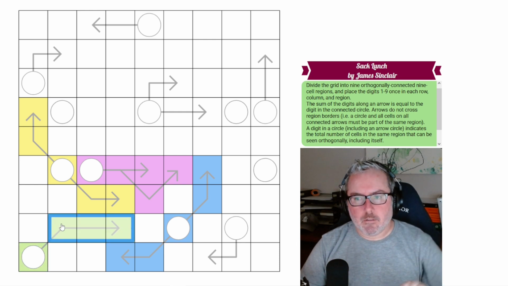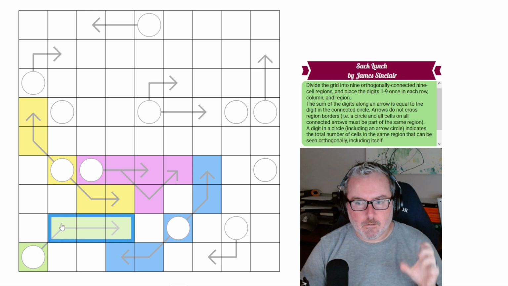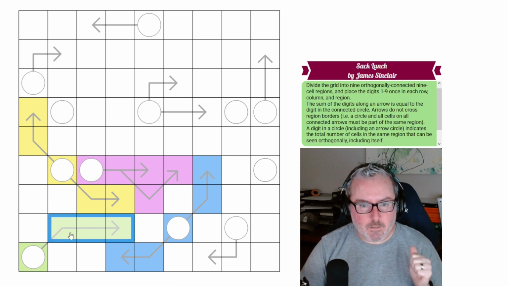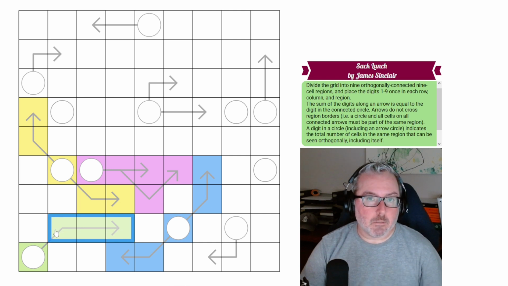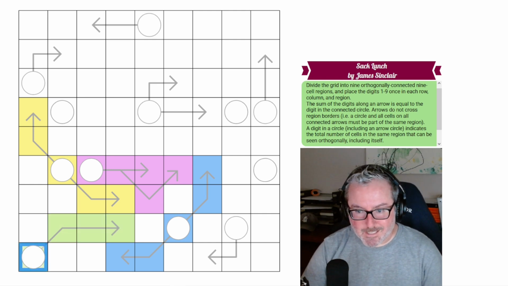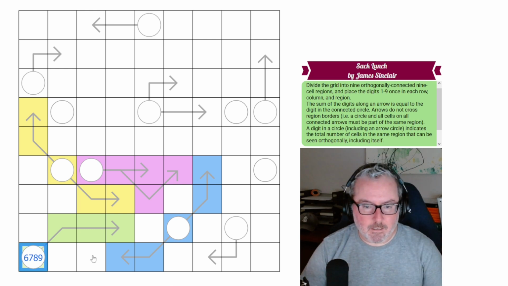Because we know these are arrows that are all in the same region, we know that these 3 digits must be different digits. So therefore, the bare minimum is going to be a 1, 2, 3, which is 6. We can type those in. I don't know that we had to type all those in, but we'll come back here in a second.